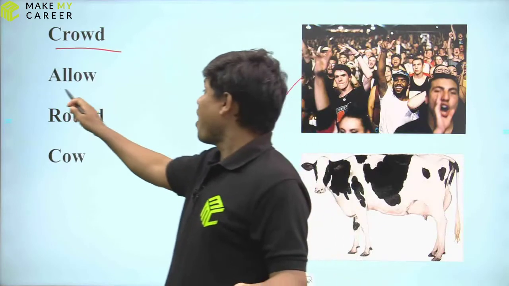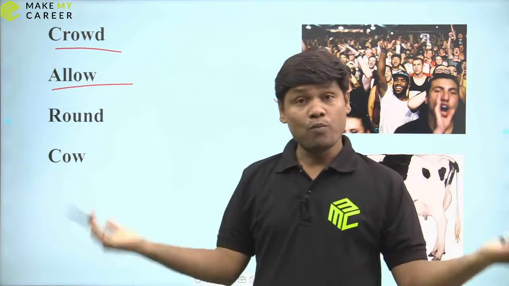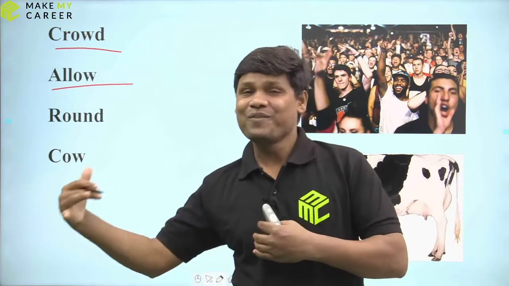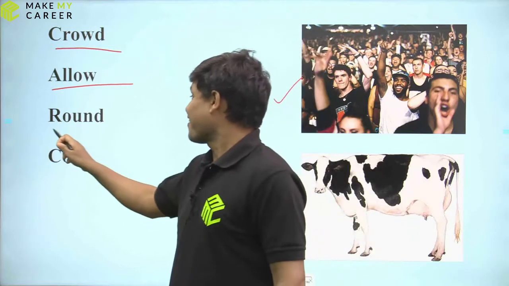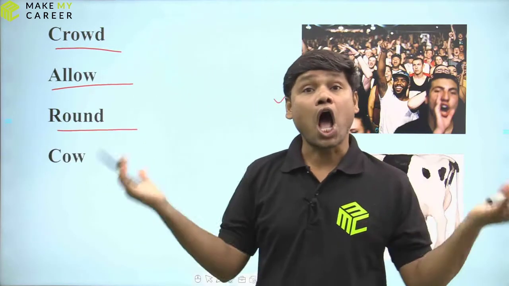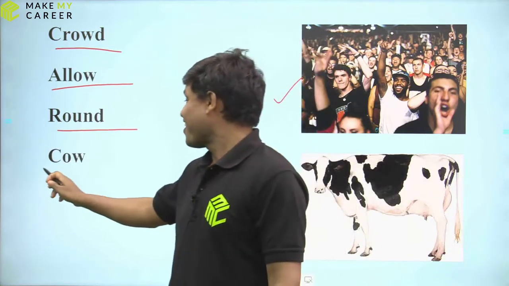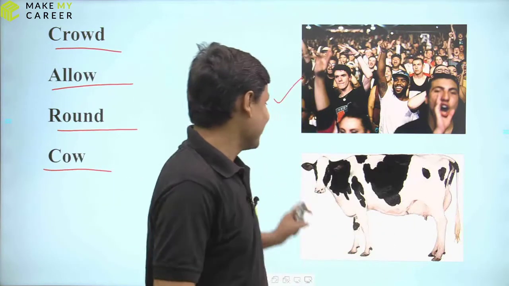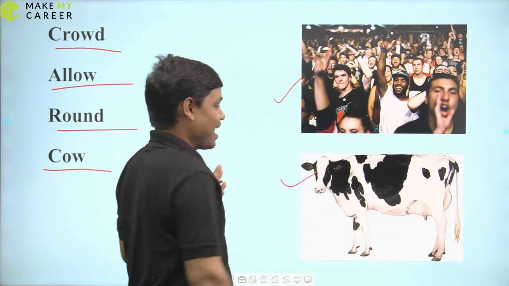Okay. Now allow. Allow me to speak. Allow me to say something. Okay. Round. Okay. Now cow. Okay. Now you can see the beautiful black and white cow.